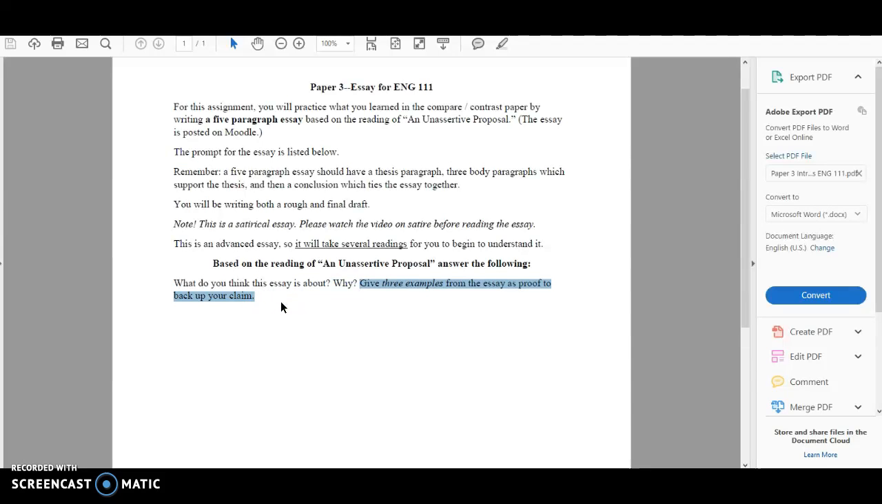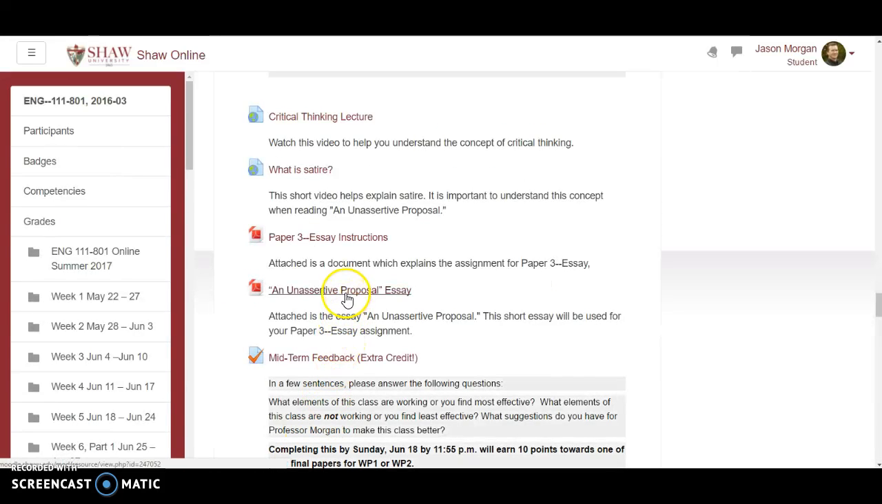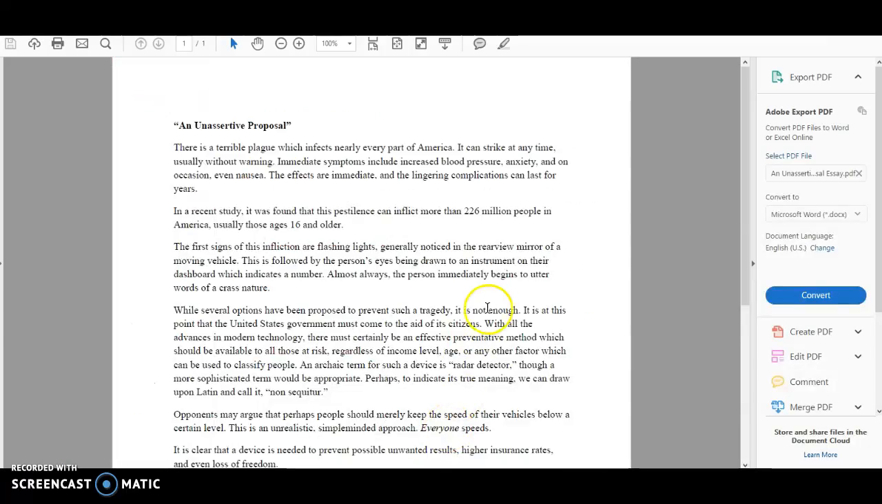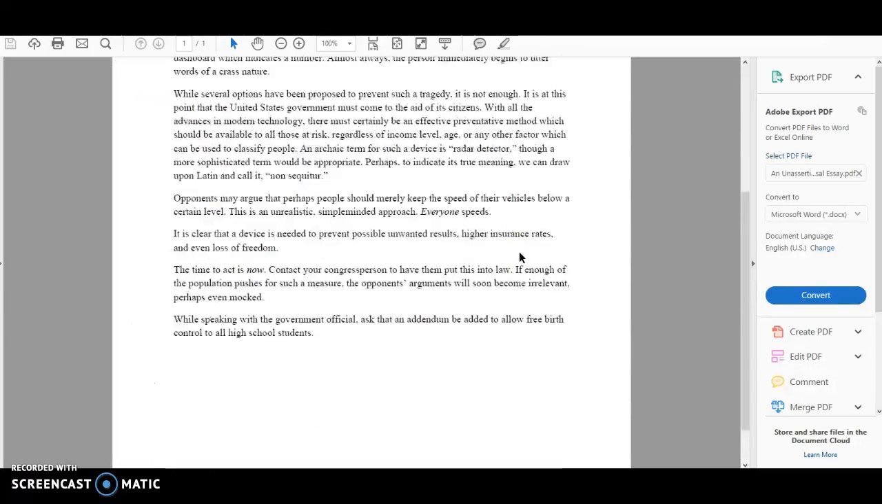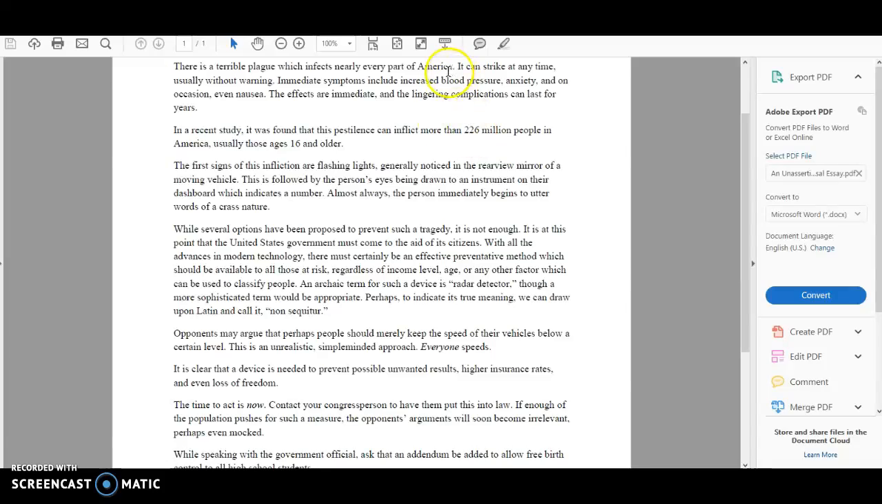Now, I'm not saying you have to figure out what the author meant or intended. What I want to know is, what do you think it's about and why? And then you have to give me reasons why. Understand that? When you go back to Moodle, the actual essay is right here, An Unassertive Proposal. When you click on that, this is the essay. Look how long it is. It's not even a page, so it's not too bad.